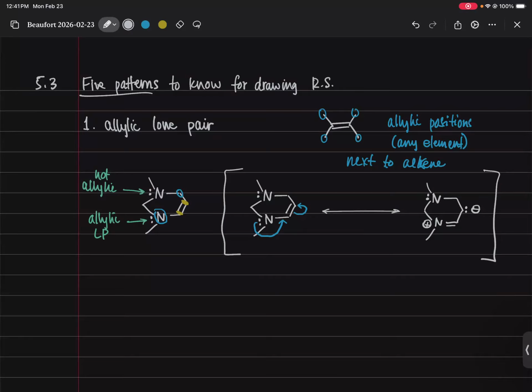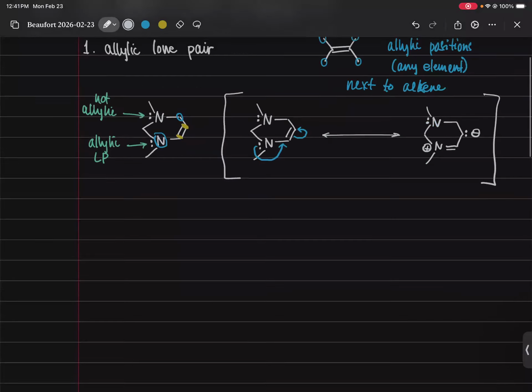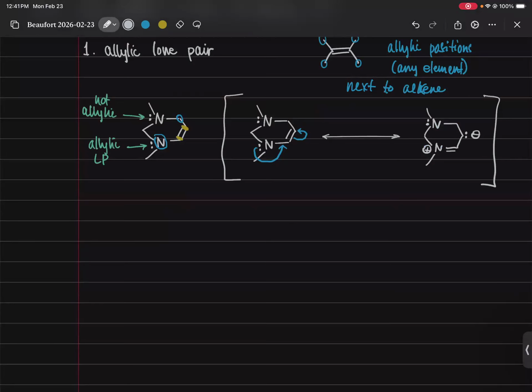And so you can't draw a resonance structure that has anything to do with that top nitrogen atom. You can try, but you'll break one of those 2 rules for drawing resonance structures. You can't make or break single bonds, and you can't give an atom more than an octet. Okay, so that was our first one. The second pattern is, instead of an allylic lone pair, an allylic carbocation.